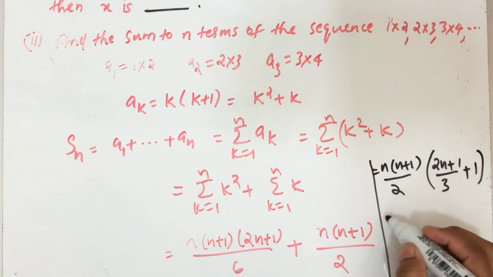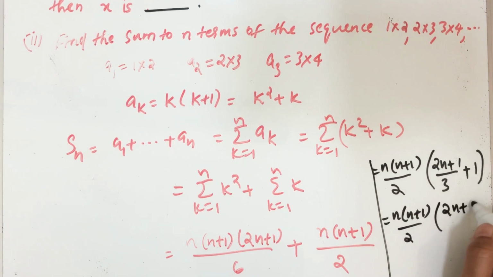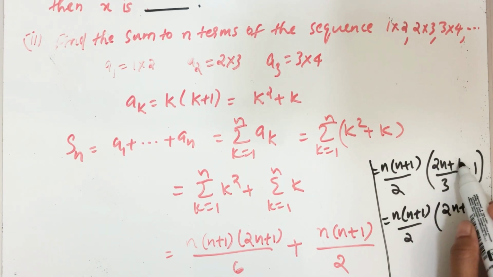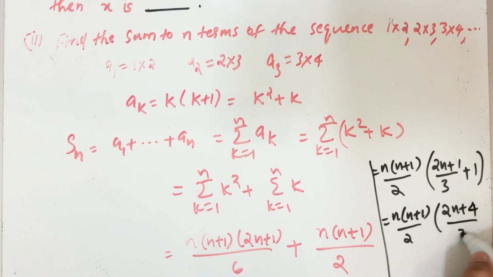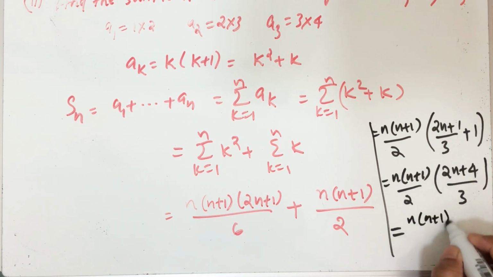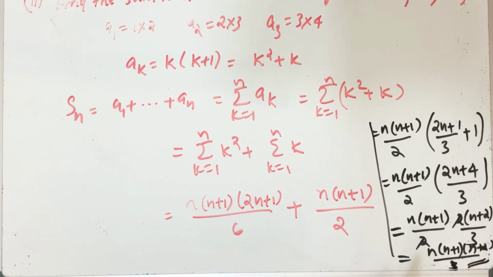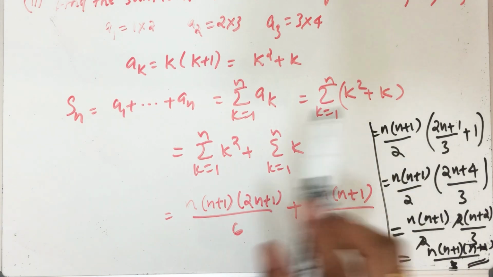Making the denominator common, we get n into n plus 1 by 2 into 2n plus 1 plus 3 by 3. 2n plus 1 plus 3 is 2n plus 4 by 3, which is equal to, here 2n plus 4 is 2 into n plus 2. That is n into n plus 1 by 2 into 2 into n plus 2 by 3. Here the 2 gets cancelled. That is n into n plus 1 into n plus 2 by 3. So the answer is n into n plus 1 into n plus 2 divided by 3. This we have already discussed.